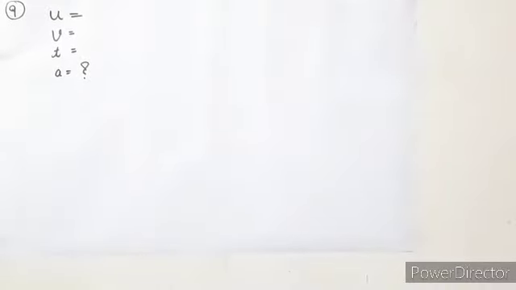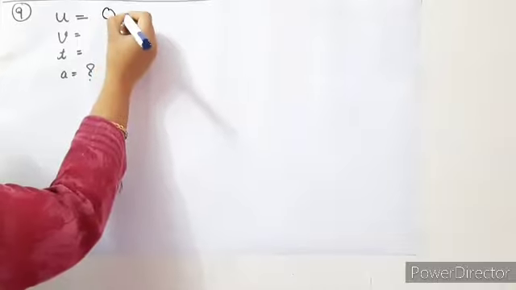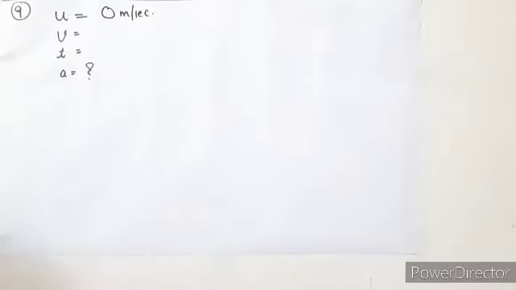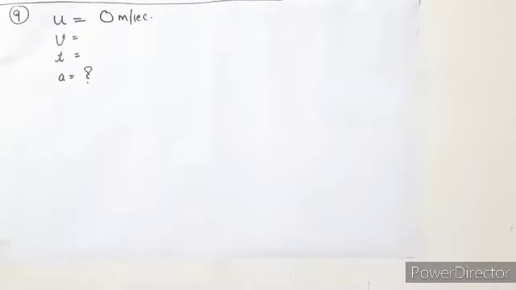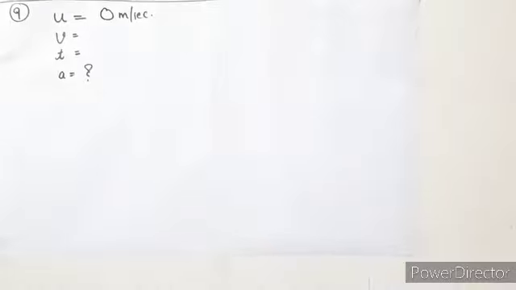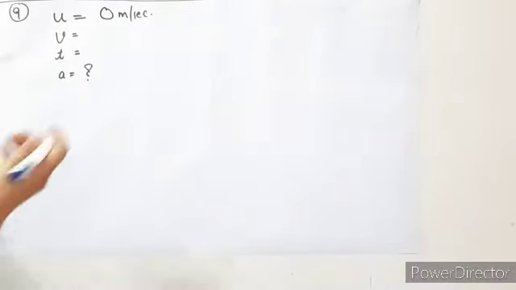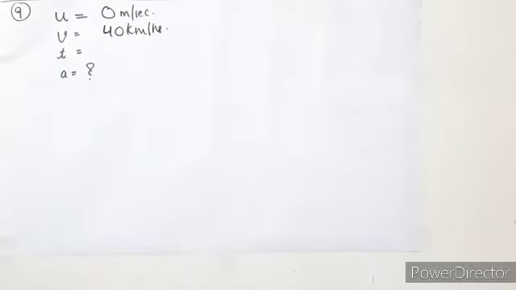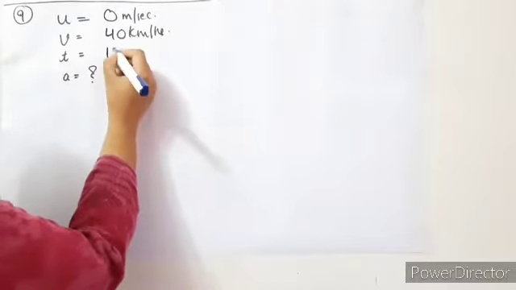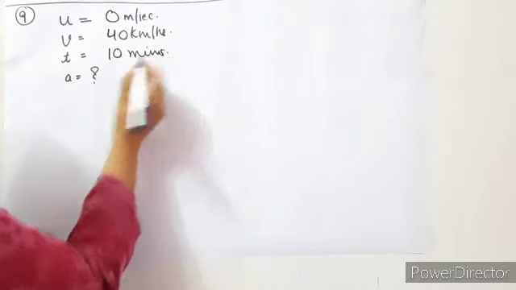Now the train starts from railway station. Means first the train is at rest, then started. So what we can conclude from here is that initial velocity of the train will be 0 because the train started from the railway station. So it started from rest and then it is moving with a uniform acceleration attaining a speed of 40 km per hour. Means final velocity is given as 40 km per hour and the time taken to do this is 10 minutes. We have to find out acceleration.